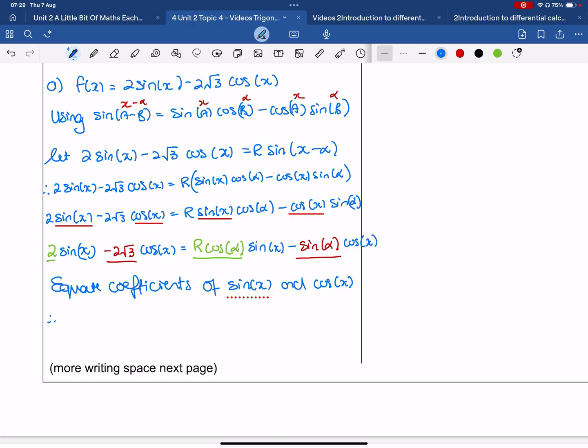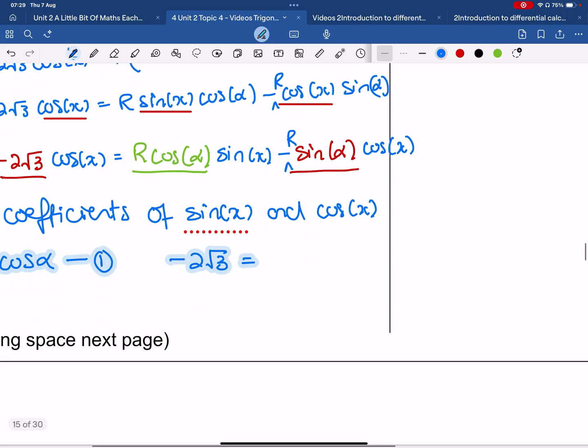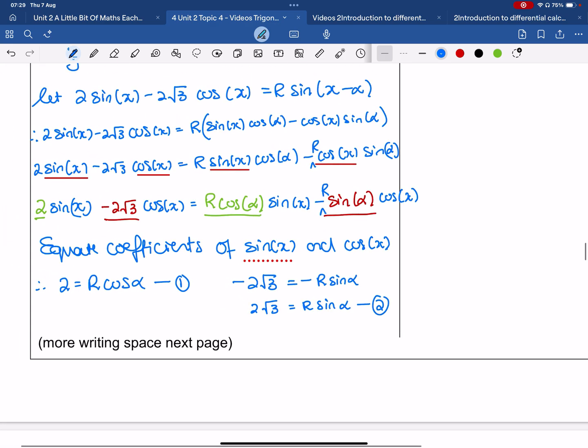So therefore, 2 is equal to r cos alpha, and that's going to be equation 1, and negative 2 root 3 is equal to, oh, I've lost my r. Sorry, there's an r in here. I didn't expand correctly. There's an r in there. It is equal to negative r sine of alpha. Okay, and negatives on both sides. 2 root 3 is r sine of alpha. And that's my second equation.